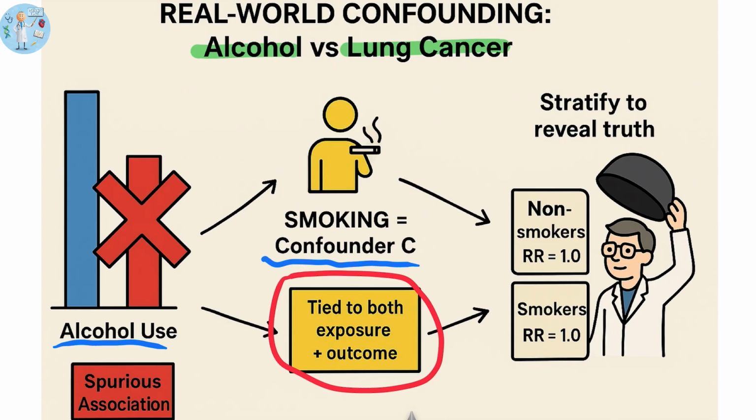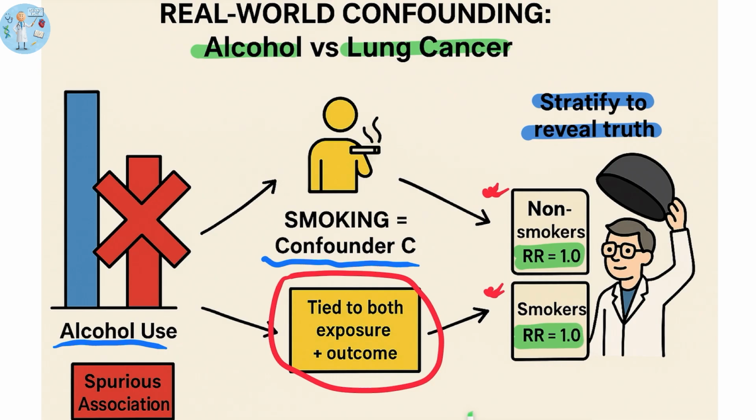We have to adjust for it. The simplest way to think about this is a method called stratification. Which just means splitting the data up. That's all it is. We take our whole population and we split it into two piles, a non-smoker pile and a smoker pile. Now, inside the non-smoker pile, we look again. We compare the drinkers to the non-drinkers. And what do we find? I'm guessing the link disappears. Completely. Among non-smokers, there's no difference in lung cancer rates between those who drink and those who don't.